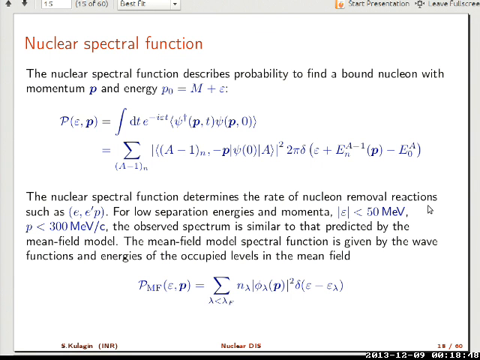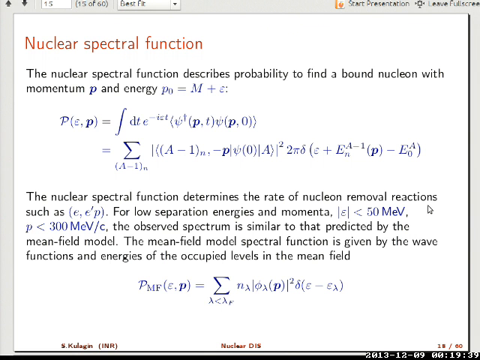So there are two representations for that. We can always consider the Fourier transform of the one-particle correlator, the imaginary part of the Green function, or we can insert the full set of states between these two field operators, and then we obtain a standard expression for the spectral function as a sum over all intermediate states with A-1 nucleons, with a corresponding delta function and then the matrix elements.